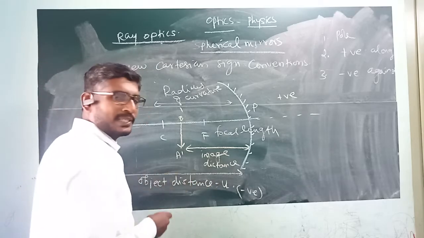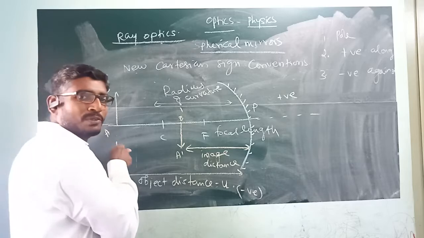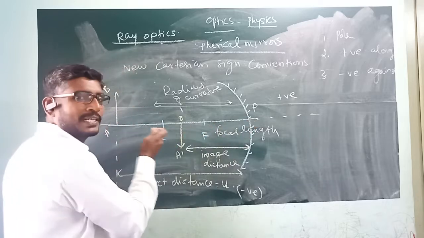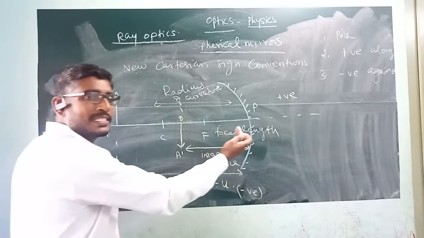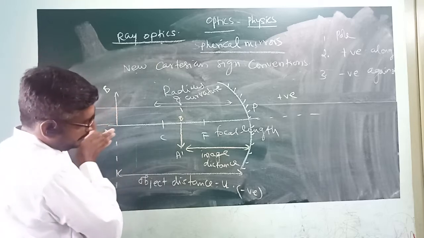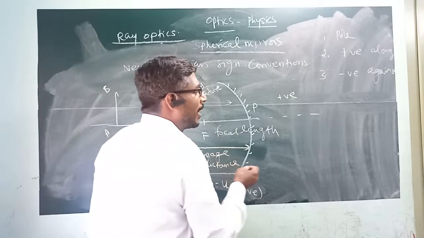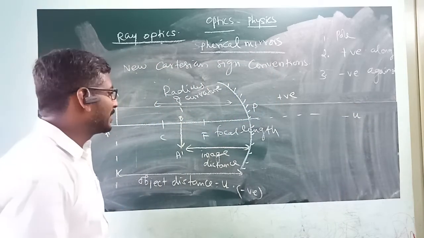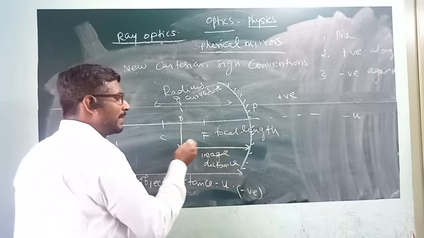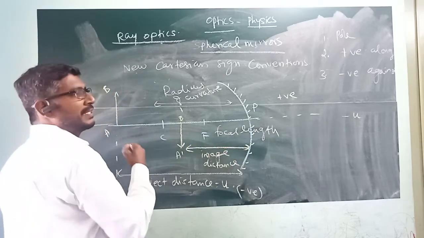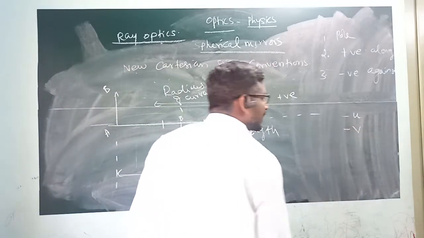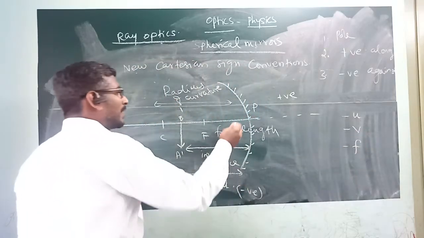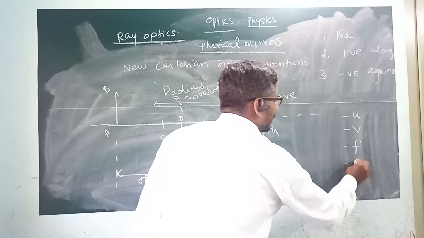So I am going to measure my object distance. The object is kept here. I have to measure my distance from the pole to this object. From the pole to the object, I am measuring in the reverse direction, which is against the incident ray. So my object distance will be minus u. Again, to measure my image distance, it is also measured from the pole to the image. The image is formed here, and it is against the incident ray, so my image distance will be minus v. And what about my focal length? It is minus f. And what about my radius of curvature? It is minus r.